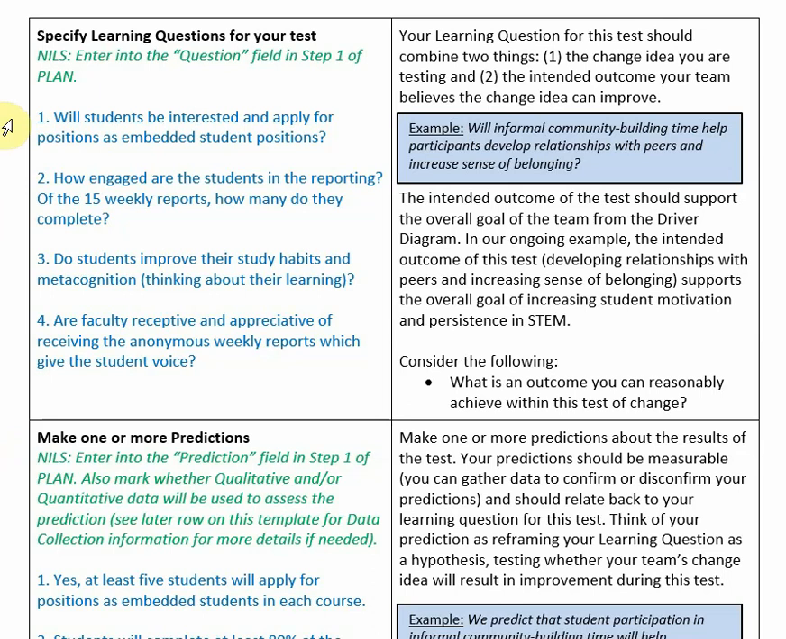Question number 1 is a process measure. Will we even be able to recruit students successfully? And number 2 is an engagement process measure. Will students engage with the change idea?